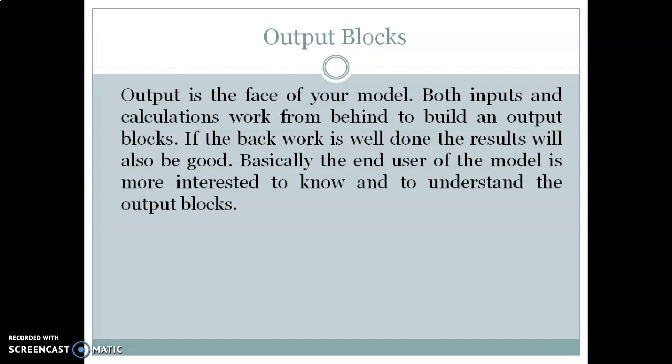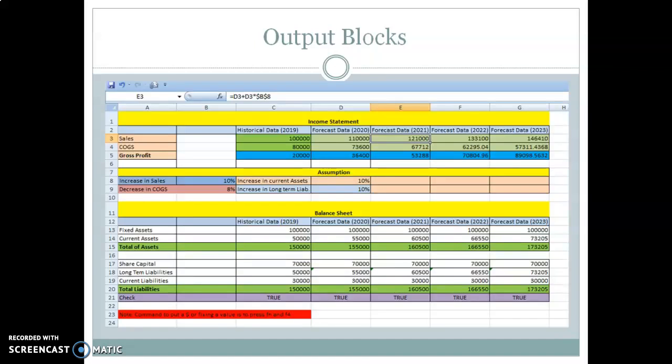We are not going to represent what calculations we have done to develop this model, or what inputs we have used to develop this model, but what we are showing to the final users, the output blocks, right? So the output block is the face of our model, so it should be very attractive, very understandable, right? Now I'll show you how these output blocks look like.